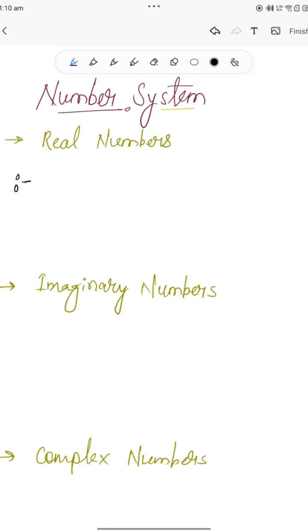So the first thing in number system is that we will go through every type of numbers which we have in the number system. The first type is real number. Real number क्या होता है? The number which can be represented on a number line. Number line क्या होता है?